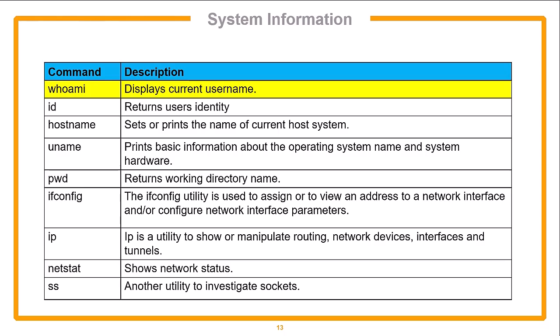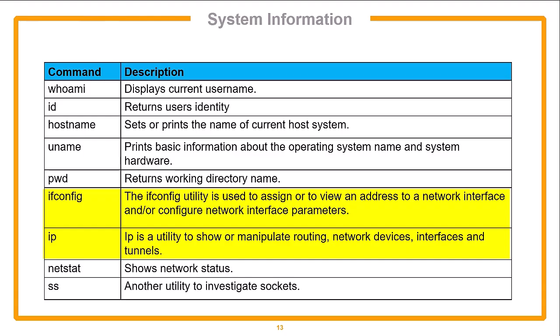whoami displays your current username. id returns your user's identity and group permissions. hostname prints the name of the current host system. uname prints basic information about the operating system name and system hardware. pwd returns your present working directory, telling you exactly which folder you are currently sitting inside.